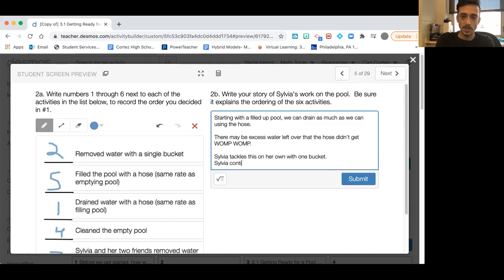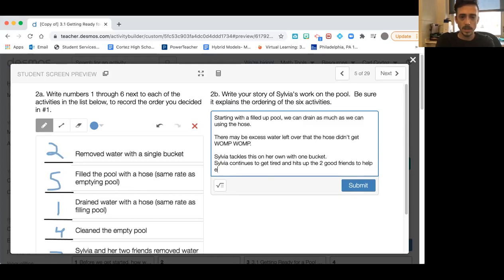Sylvia continues to get tired and hits up the 2 good friends to help get the remaining water. Luckily, they had their own buckets.